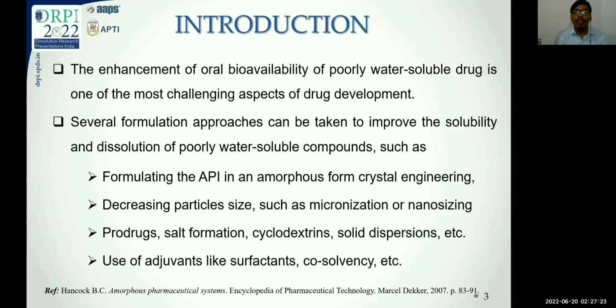Introduction. One of the most challenging aspects of drug development is to enhance oral bioavailability of poorly water-soluble drugs. There are several techniques for enhancing solubility, which includes physical modification by reduction in size, modification of crystal habit like polymorphism, amorphism, co-crystallization, etc., and drug dispersion carriers like solid dispersion. The chemical modification can be done by change in pH, salt formation, complexation, etc. And the other techniques, which includes use of adjuvants like hydrotropy, co-solvency, and surfactants.